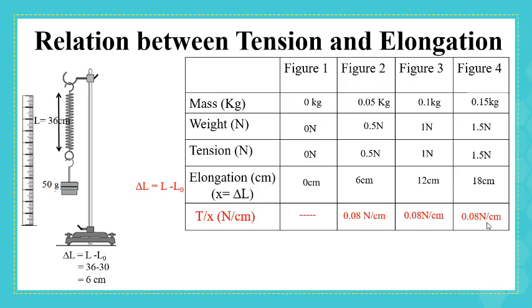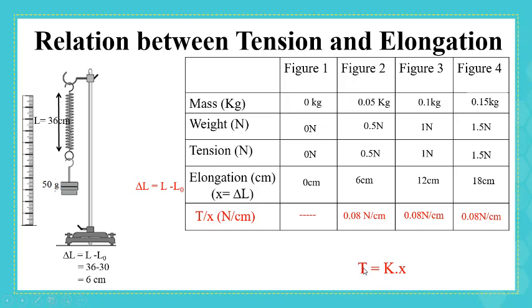What can you notice? Look at these values. Whatever masses you add, the value obtained by dividing the tension over the elongation is always constant. What does that mean? That means that the tension and the elongation are directly proportional. To find the tension from this obtained relation, it is equal to x multiplied by 0.08 Newton per centimeter, then T equals 0.08 x.